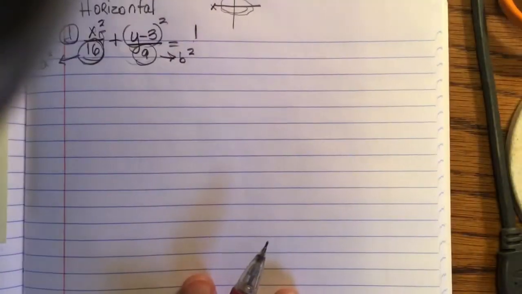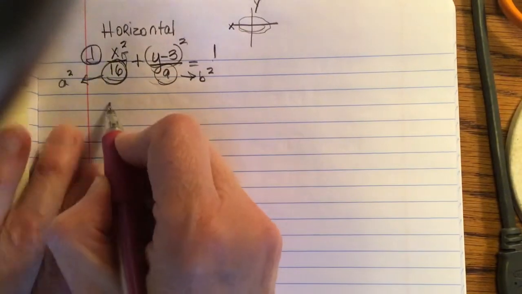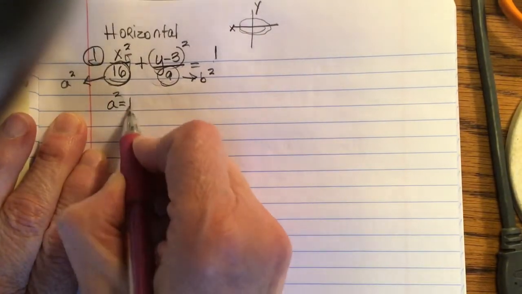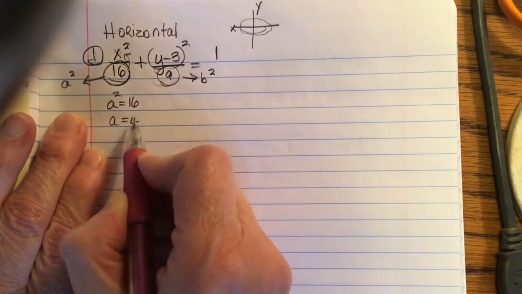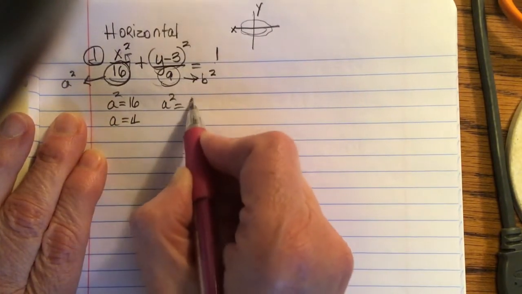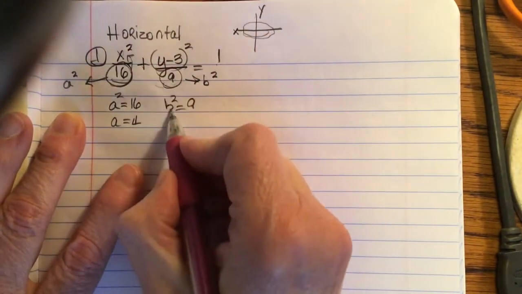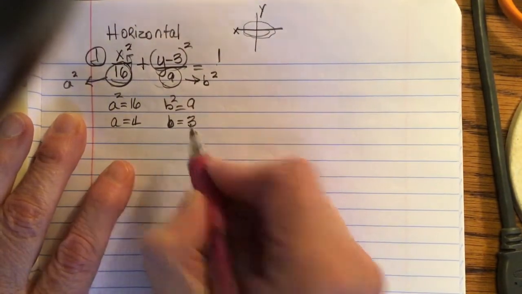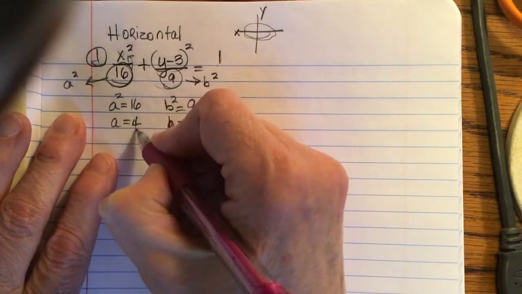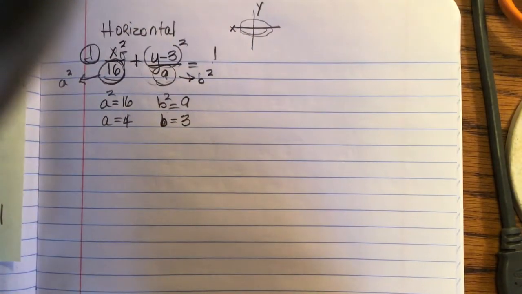So here's what I write on my paper. I write that a squared equals 16. So that means a equals 4. And b squared equals 9. So let's try that again. b squared equals 9, and b equals 3. And we're only doing integers. I'm not giving you crazy arithmetic.